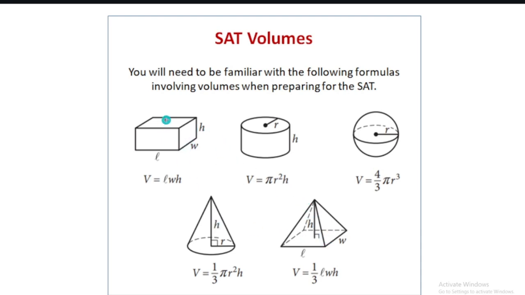If the two base areas are the same, we will get the area of the base and multiply by the height. So the area of this rectangle, the base rectangle, is length times width, and we multiply by height. The area of the base here is a circle. The area is pi r squared times height. The sphere, the pyramid, and the cone, they have different formulas. You have some students memorize it, or they will get it. You will find it in the exam.